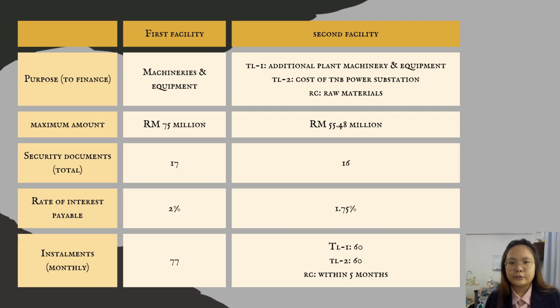The maximum amount for the first loan facility is RM 75 million, which is larger than the second facility of RM 55.48 million. The total security documents executed in both facilities differed by one. In the first facility the total is 17, while the second facility is only 16. The rate of interest payable for the first facility is 0.25% higher than the second facility. With the larger loan amount and higher interest rate in the first facility, more installments have to be paid by the borrower.